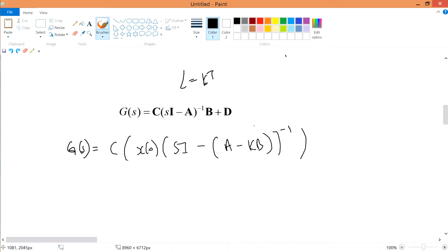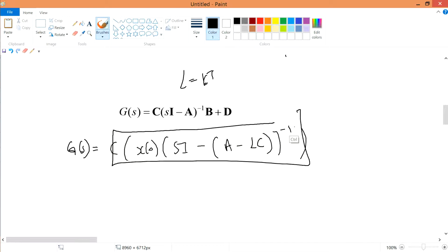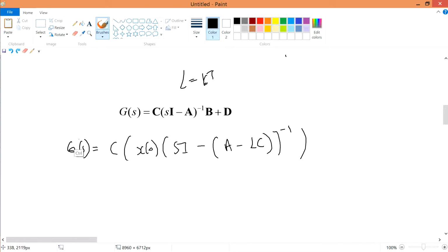For A minus KB, you can write in this form. Likewise, for our case A minus LC, I can also write in this form. So I can represent my transfer function in terms of this. In fact, I also don't know whether I'm correct for this one, but these are some equations that can formulate a transfer function with a multi-input, multi-output system, if you still remember.